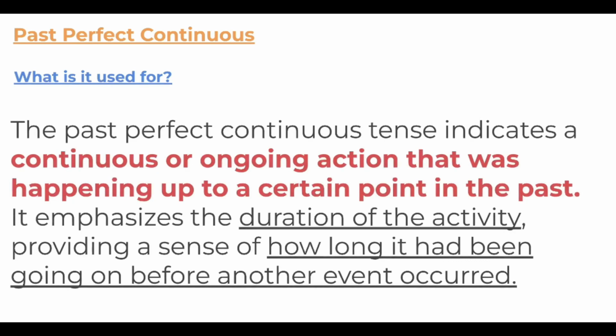So what is the past perfect continuous used for? Well, it indicates a continuous, or in other words, ongoing action that was happening up to a certain point in the past. So unlike past perfect, where it's more of a sequence of events in the past, this is focusing on the ongoing nature of one action before a certain point. So we're thinking about how long it had been going on for before another event occurred or happened.